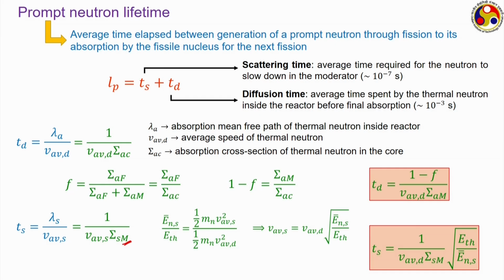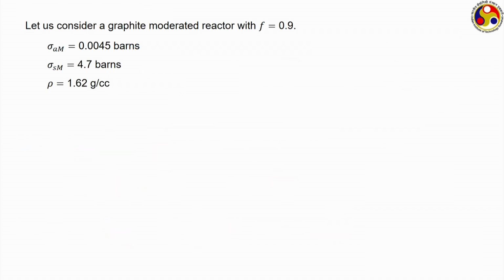So, now we have derived both the expressions for the diffusion time and scattering time, and let us add them together to get the prompt neutron lifetime. Let us take the example of a graphite moderator reactor where the utilization factor is 0.9, and for graphite we know the microscopic absorption and scattering cross sections, and also the density.